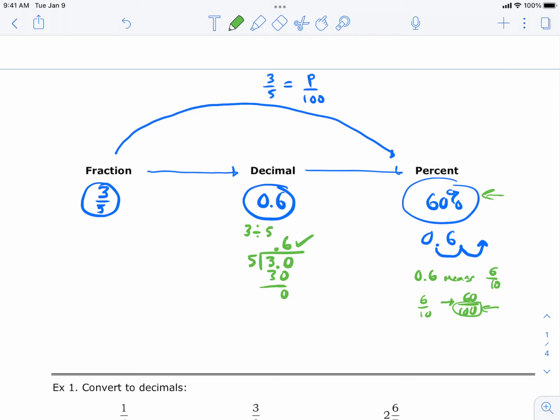So the bottom line, all you really have to do is slide your decimal twice to go from a decimal to a percent. Think of it this way: I'm going from a decimal to a percent, so slide the decimal to the right. Okay.